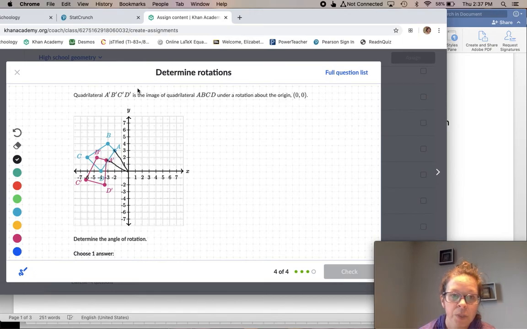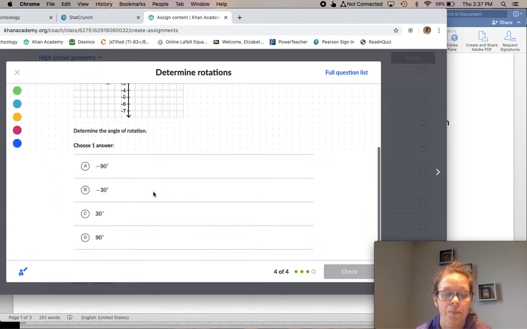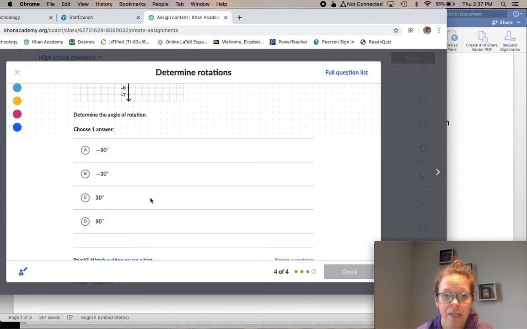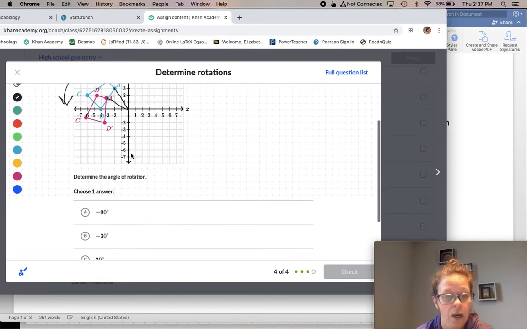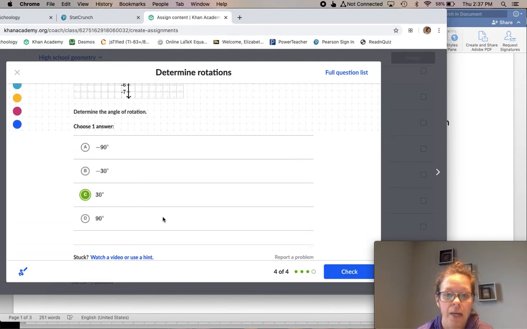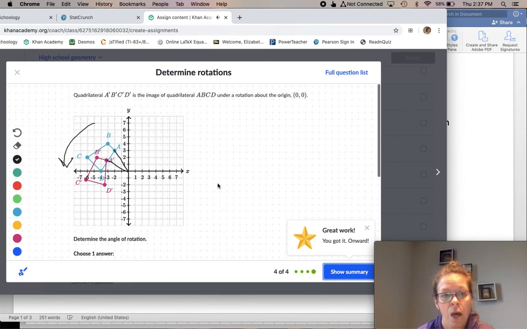Now the primes are the image. That means the pink is the end. So it's going from the blue to the pink. So once again, this one is counterclockwise. So this is going to be another positive angle. Is it positive 30 or positive 90? That definitely does not look like a 90-degree angle, so I'm going to go with positive 30.